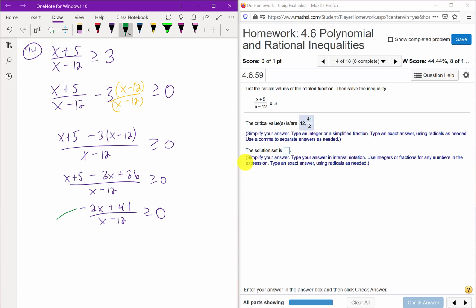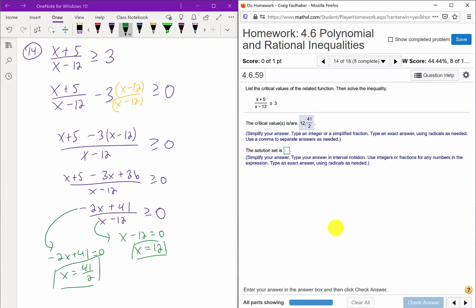And again, we find our critical values by setting the numerator equal to 0 and setting the denominator equal to 0. Setting the denominator equal to 0 gives us x equals 12 as a critical value. Setting the numerator equal to 0 gives us x equals 41 over 2 as our other critical value. And you can see that I already typed those into the solution up here. Now again, if you want to know more about critical values, you can watch the whole lecture on this.